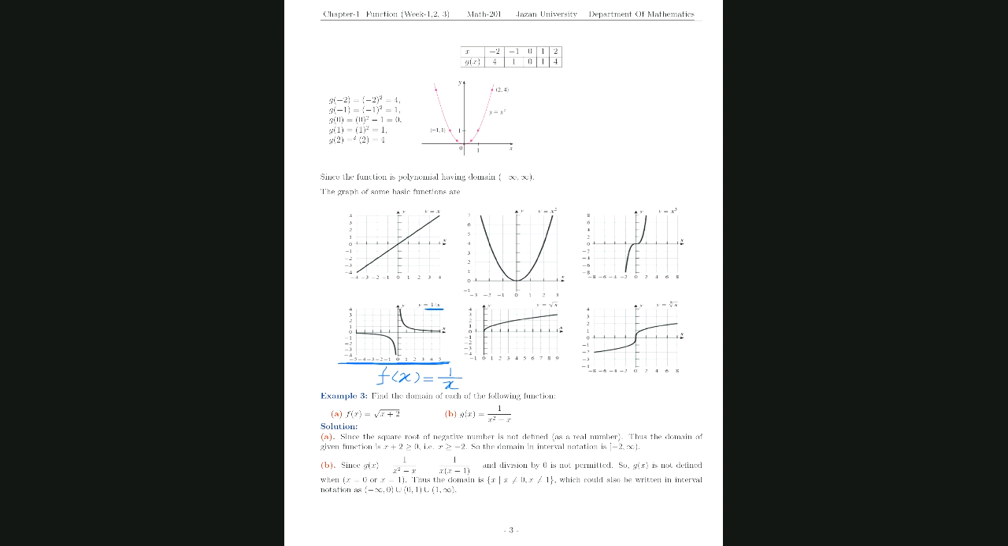These are the standard graphs. You have to remember them all the time. When you see y equals x, then keep in mind that the graph of this is this one. If it is x squared, then think about that graph. The graph of x squared is like that.